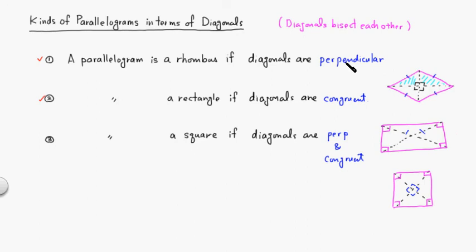So if the diagonals are perpendicular, then we'll have a rhombus. If diagonals are congruent, then we'll have a rectangle, and a combination of both will have a square. All right, that's it. I hope that this was clear.